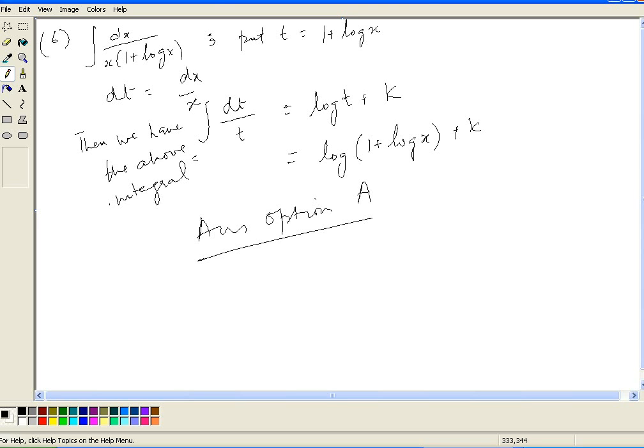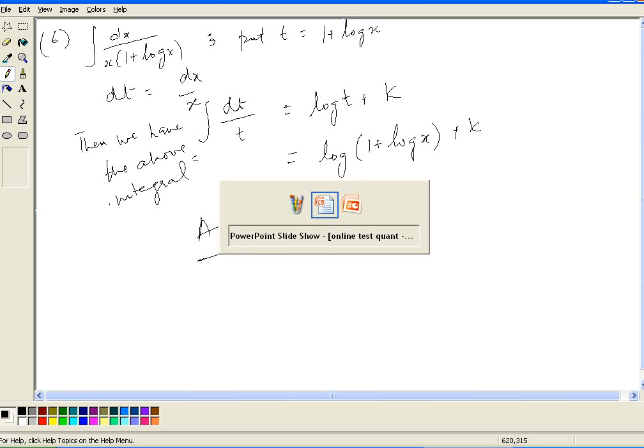Then we substitute the same thing back. So replacing dx by x as dt and 1 plus log x as t, when we integrate that, we get log t plus k. Now t is 1 plus log x, so the answer is log of 1 plus log x plus k. Of course, it is log of mod of 1 plus log x, generally written as log of 1 plus log x plus k. So the answer is option A.